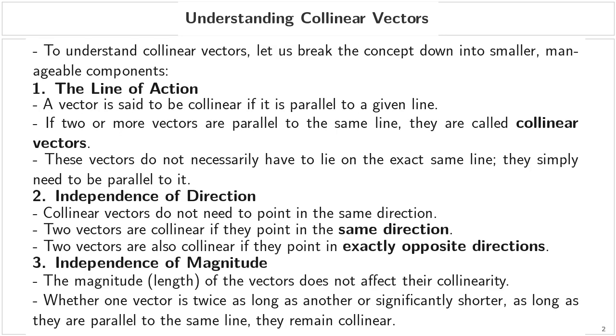Finally, we have the independence of magnitude. This means that the length or the magnitude of the vectors does not affect whether they are collinear. It doesn't matter if one vector is twice as long as another, or if one is significantly shorter. As long as they remain parallel to that same line of action, they remain collinear. In the next slide, I will show you how we express this relationship using a formal mathematical formula.